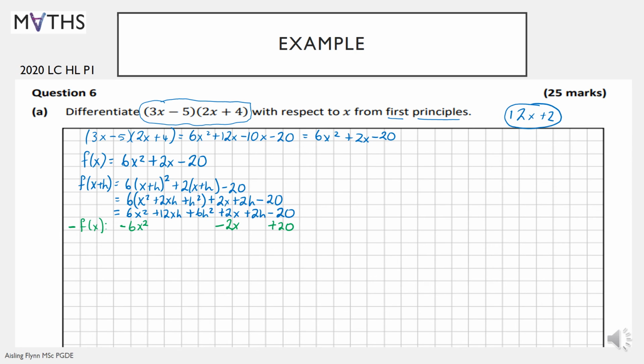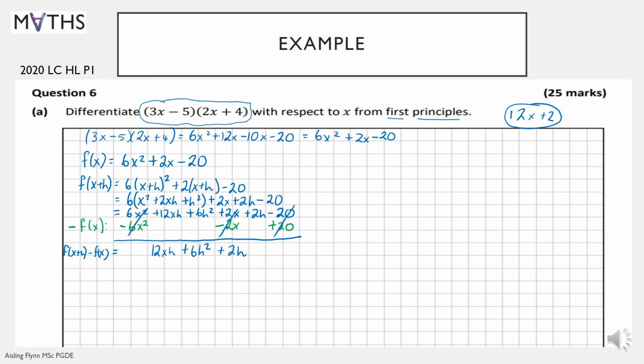So what will this give me when I combine that with the f of x plus h above? I will get f of x plus h minus f of x equals, so 6x squared minus 6x squared is 0. What remains is 12xh plus 6h squared. 2x minus 2x is 0. I still have a plus 2h, and minus 20 plus 20 is 0. So now I've got the vertical difference, delta y: 12xh plus 6h squared plus 2h. Okay, and following to the next step.